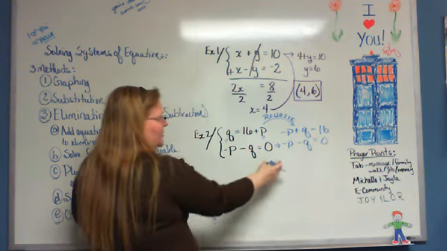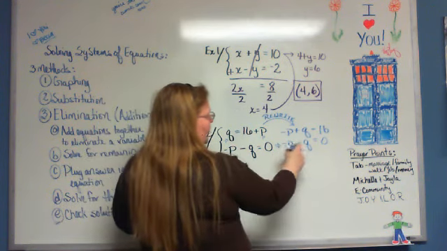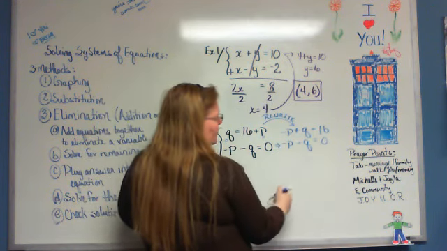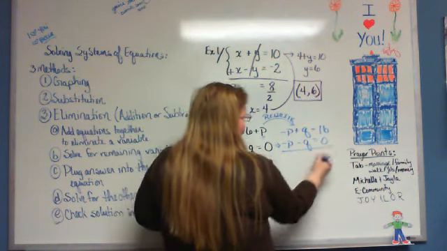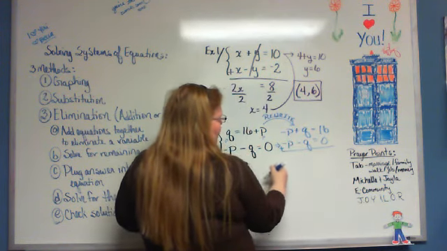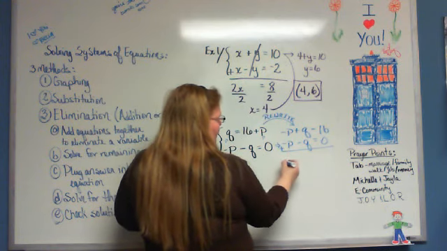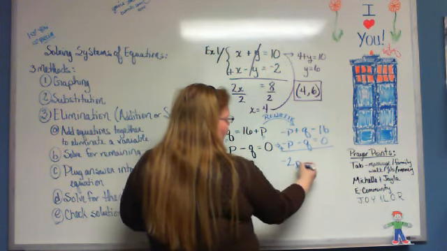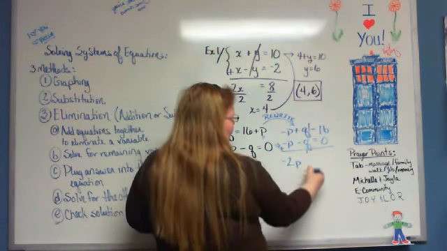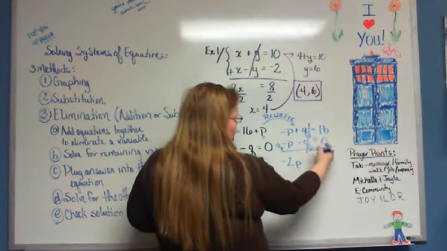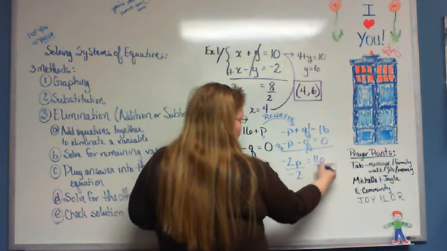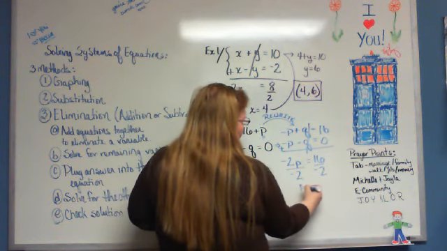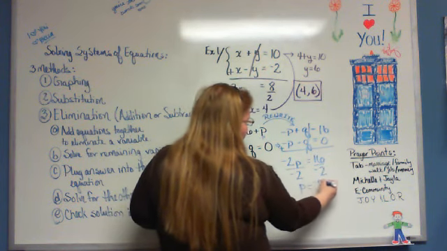Now that I have my P's lined up with P's, my Q's lined up with Q's, and my numbers lined up with numbers, and my equal signs on top of themselves, now I can go ahead and add the two together. A negative P and a negative P is negative 2P. My Q's cancel out, and 16 plus 0 is 16. Divide both sides by negative 2, and P equals negative 8.